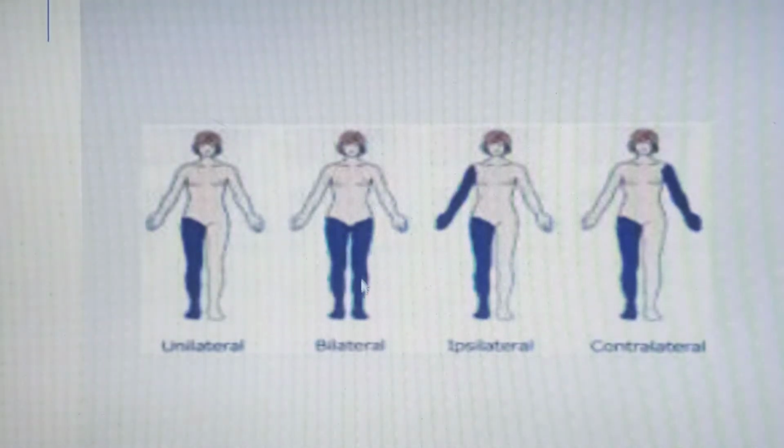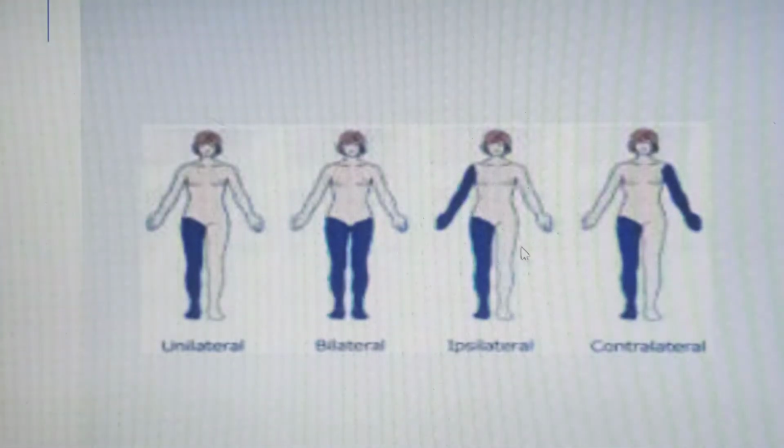If it is both sides of the body, then we say bilateral. Now, if we are looking at two structures which are both on the same side of the body, so for instance, this is the right upper limb, this is the right lower limb, then we say they are ipsilateral, the same side of the body. So for instance, I can say that the right lung and the right kidney are ipsilateral because they are found on the same side of the body.